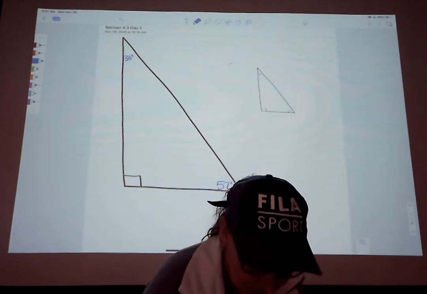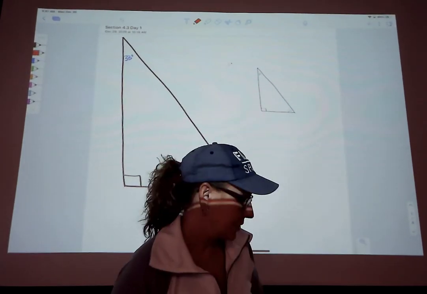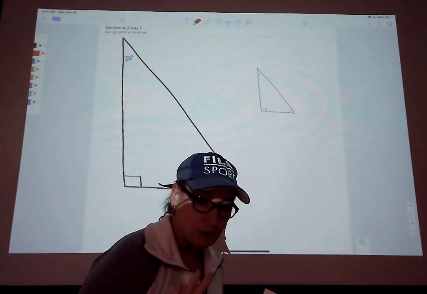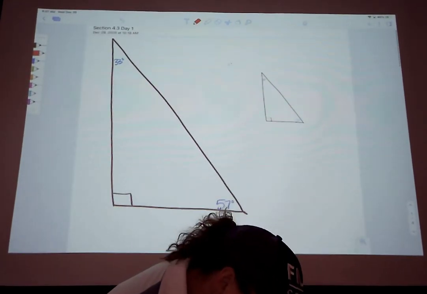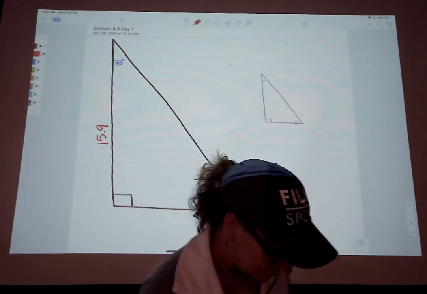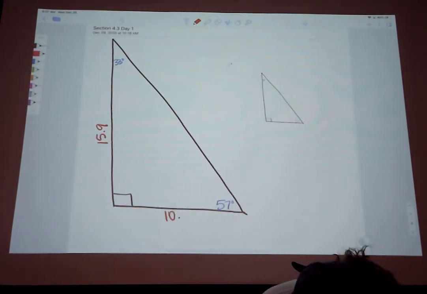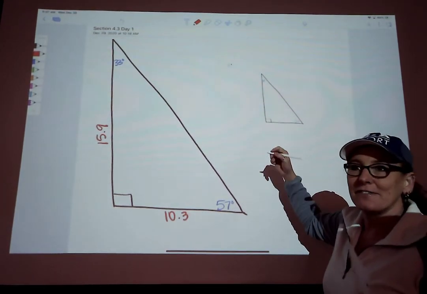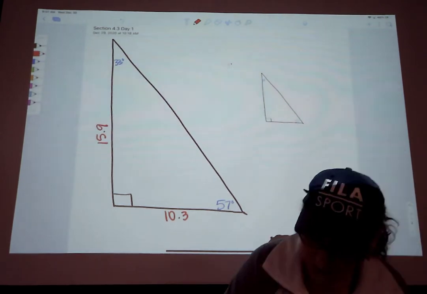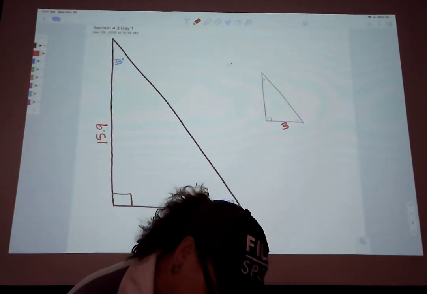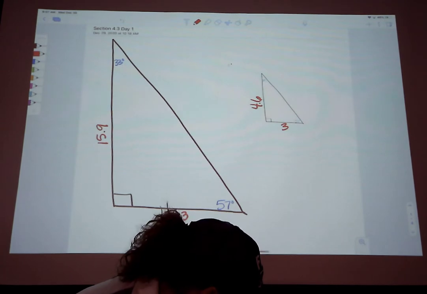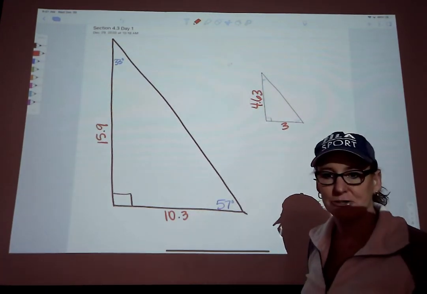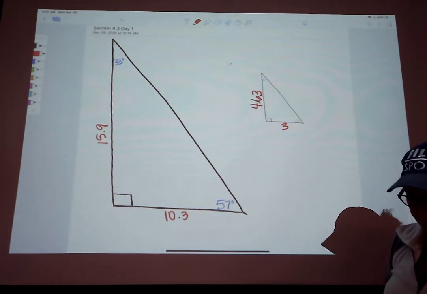So here's what I did. I went and measured these lengths right here. And on my little iPad, this was 15.9 centimeters. And this was 10.3. And at the time that I did this, when I copied it, this one was 3 and this one was 4.63, when I was playing around and measured everything. That's how it turned out to be.